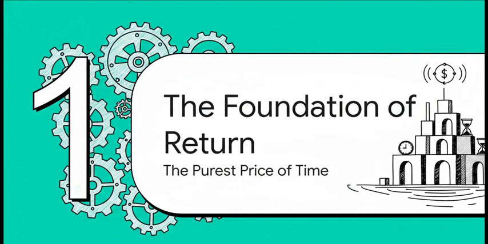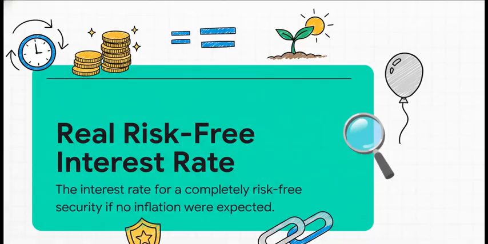Okay, let's start building this thing. We're going to begin with the most basic, most fundamental piece of the puzzle. This is the starting point for literally every interest rate, long before we add in any of the messy, real-world complications. And that is the real risk-free interest rate. Now listen, this is a purely theoretical idea, but it's absolutely essential to get. Just imagine a perfect world. There's no inflation to worry about, and you're making an investment that has a 0.0% chance of going bad. The return you'd get in that perfect scenario, that's the real risk-free rate.